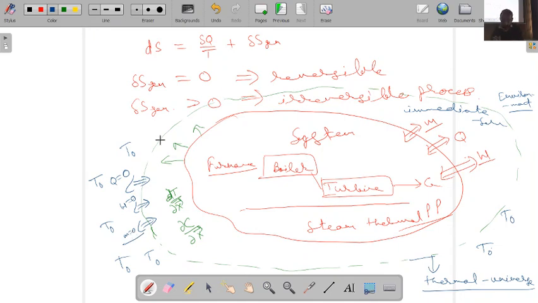So I can call everything inside this outside boundary nothing but an isolated system. This complete isolated system, which is a combination of a system and its immediate surroundings, I am calling a thermal universe. So this thermal universe is nothing but an isolated system.